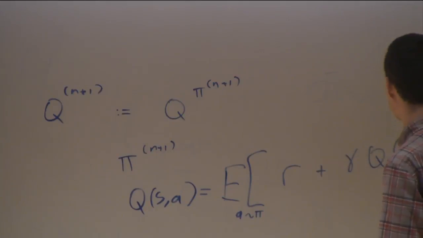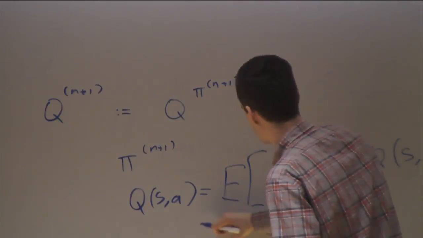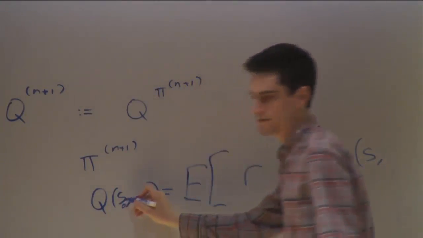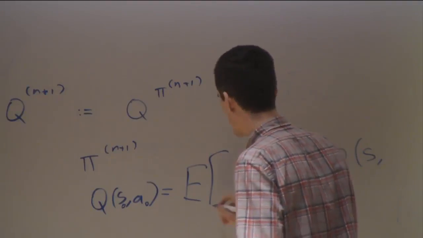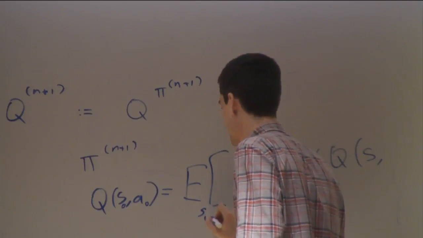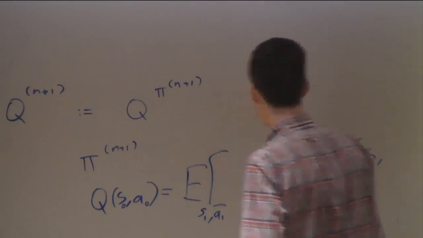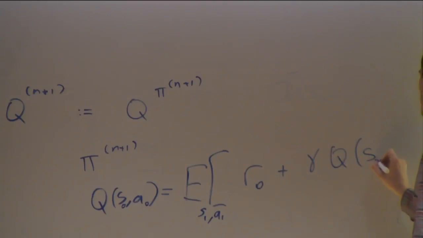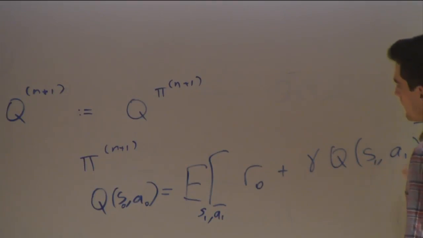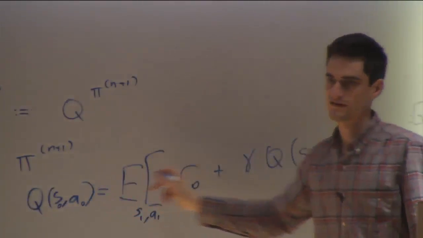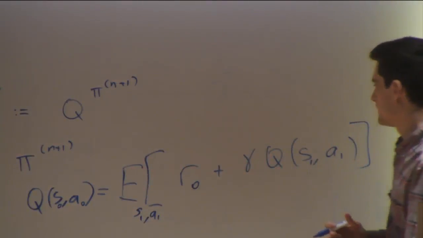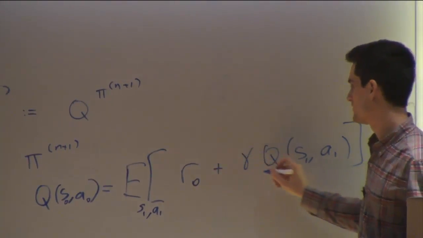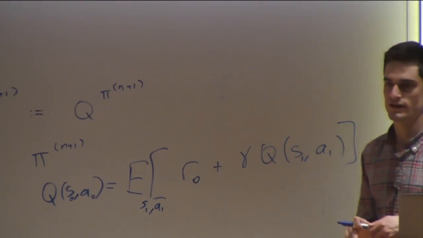Actually, let me make this expectation a little more clear. Let me put in time indices. So we've got S0 and A0, and we've got an expectation over S1 and A1. So Q of S0, A0 equals reward 0 plus gamma times Q value of S1, A1. So we want to find a Q function that satisfies this Bellman equation. And this is a linear equation, because if you write it out with all the probabilities, you'll find that both sides are linear in Q. So you just solve this linear equation.